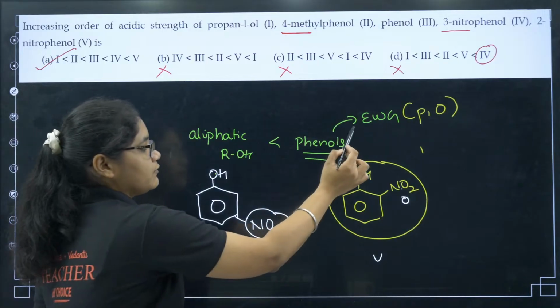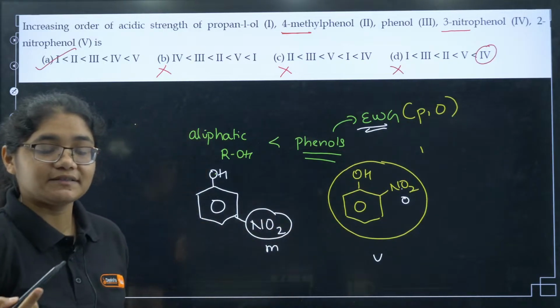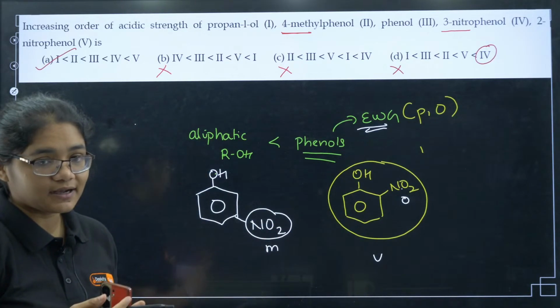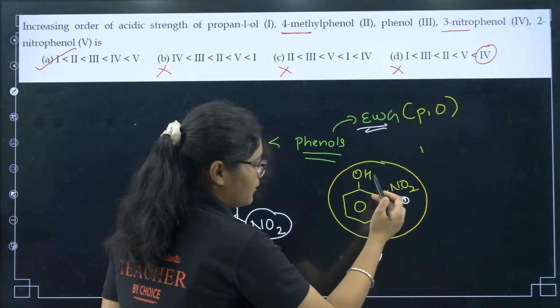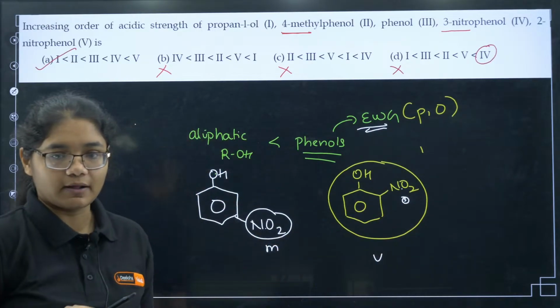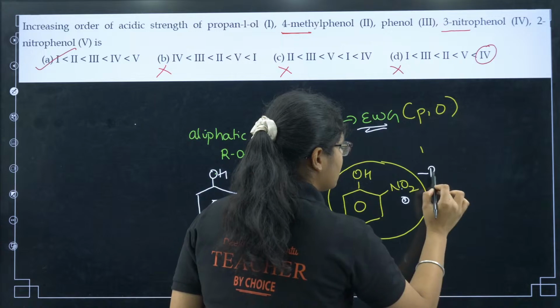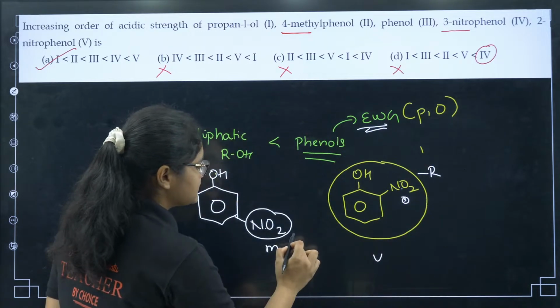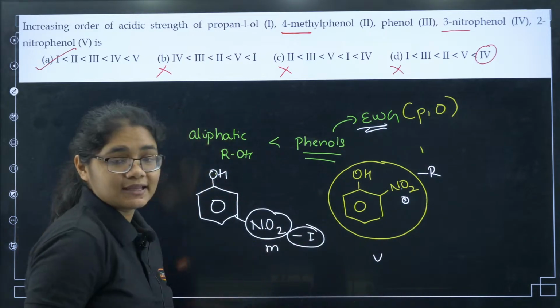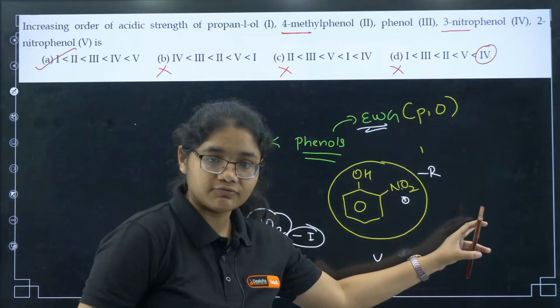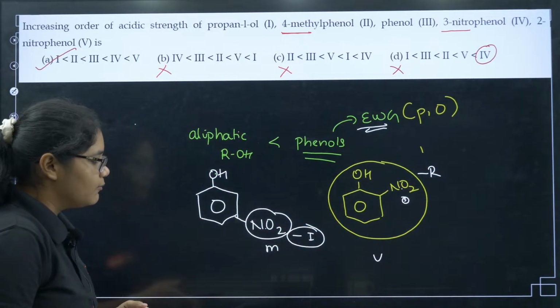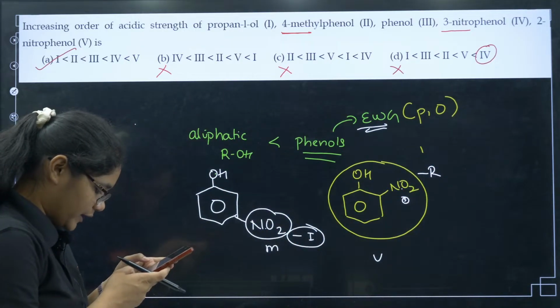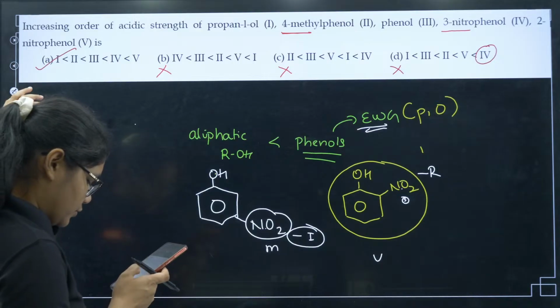So whenever electron withdrawing groups are present, if they are present at para position, they are most effective. After that comes ortho, and after that comes meta. Because the nitro group here withdraws the electron by -R, and this withdraws by -I effect, right? So -R is more powerful, so that is why this one will be more acidic. Okay, clear? Okay, next.